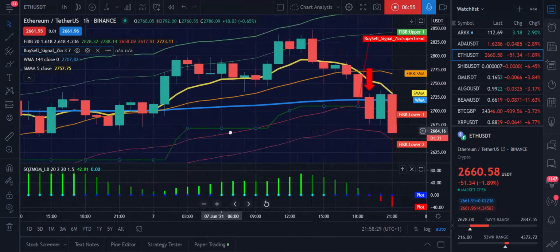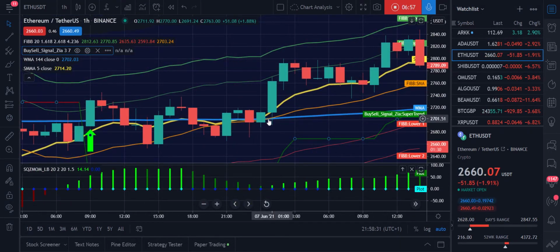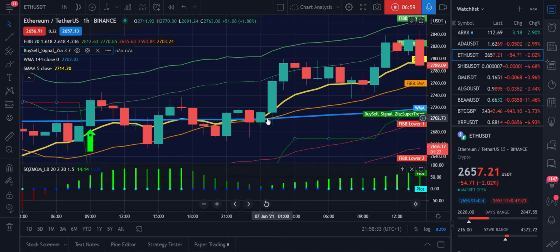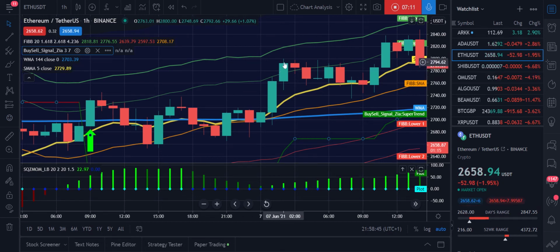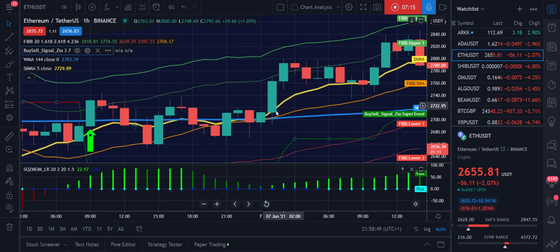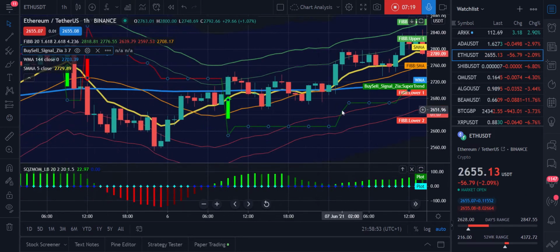Here is again a perfect example. This is 1 a.m. on the 7th, so 1 o'clock today. If you put money over here when the price was 2,700, the price went up to 2,790. So you would have made $90 for selling in 2 hours. So maybe 3 hours, I believe, from buying to selling.